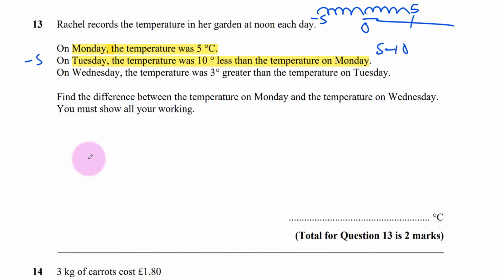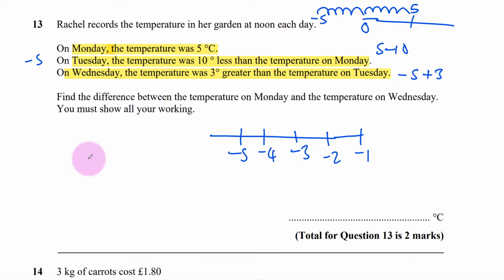On Wednesday, the temperature was 3 degrees greater than the temperature on Tuesday. Okay, so that means on Tuesday it's minus 5, add 3. That's why it's good to have a number line at the start. We do make mistakes. If it's plusing, I'm going to show you in detail. You'll be surprised about the amount of students that make mistakes on this. You start on -5, plus, you go this way, so it's 1, 2, 3. That's going to be -2.